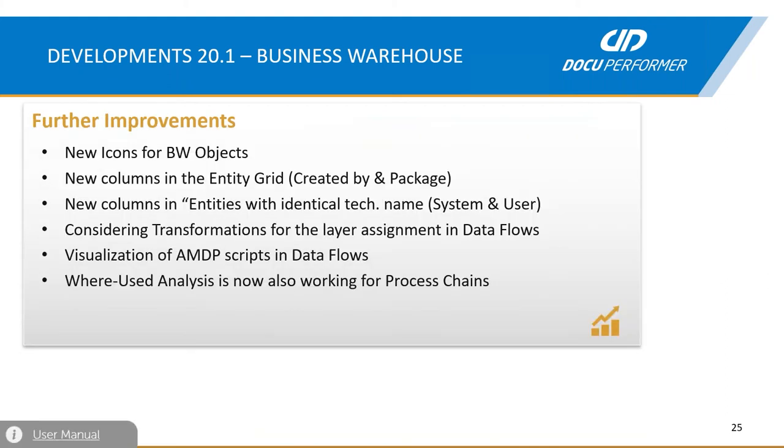Then we did some further smaller improvements for BW. You will notice with the new release that we changed the icon. We aligned the design a little bit to the Eclipse approach. So if you're already working with Eclipse in the modeling area, then you will be familiar with the new icons shown. Then we added new columns to the entity grid. It's now possible to filter by created by and by the package name of the objects. Also, a nice feature in the data flow analysis is that transformations can now be assigned to a layer.